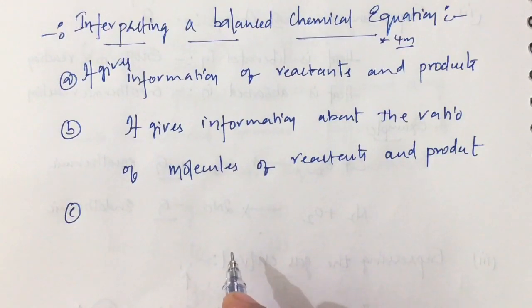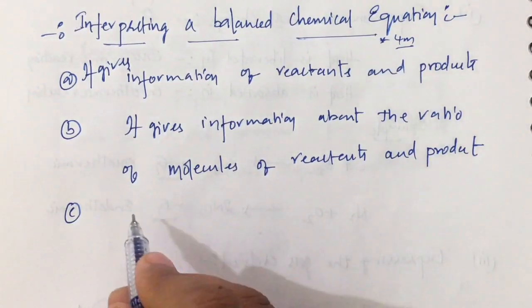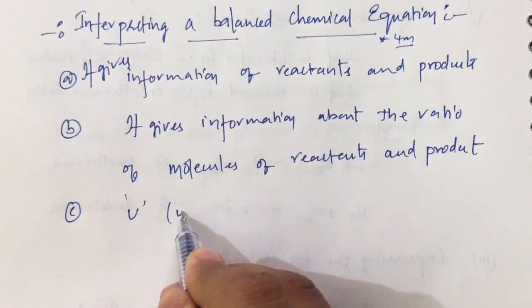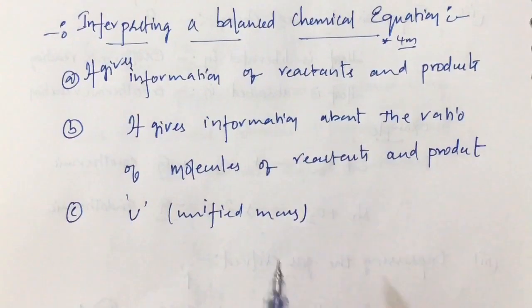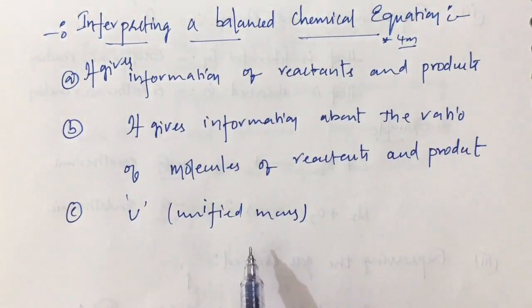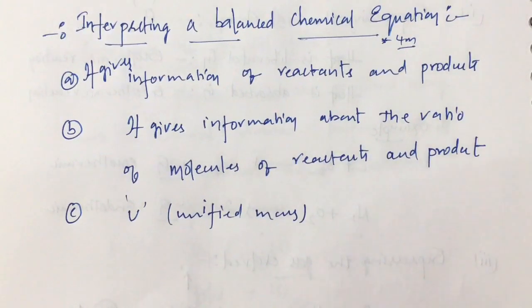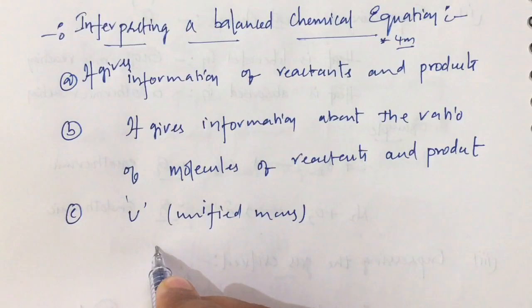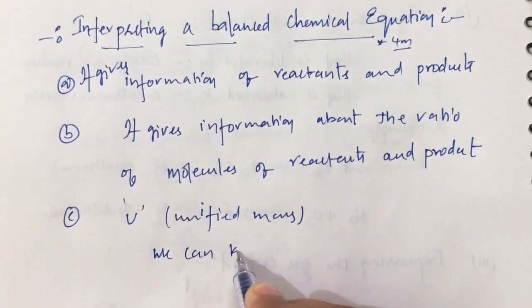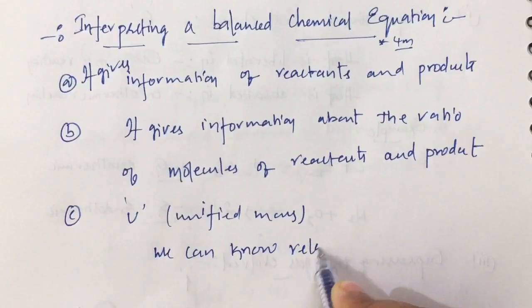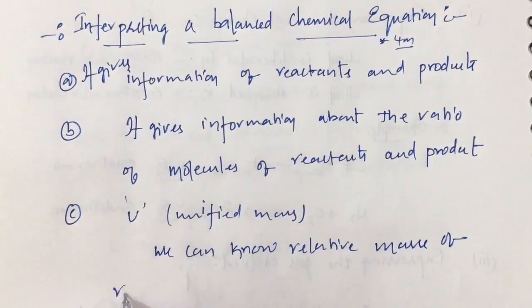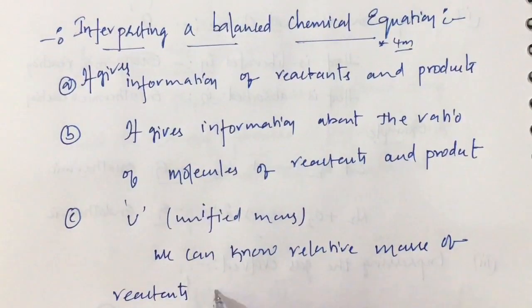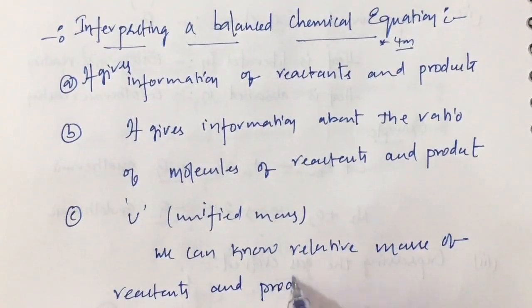The third point is, as molecular masses we express in the form of what? U. So U is called what? Unified mass. U is called unified mass. Molecular masses are expressed with unified mass. So what can we know? The relative masses of reactants and products are known from the equation. This is the third point.